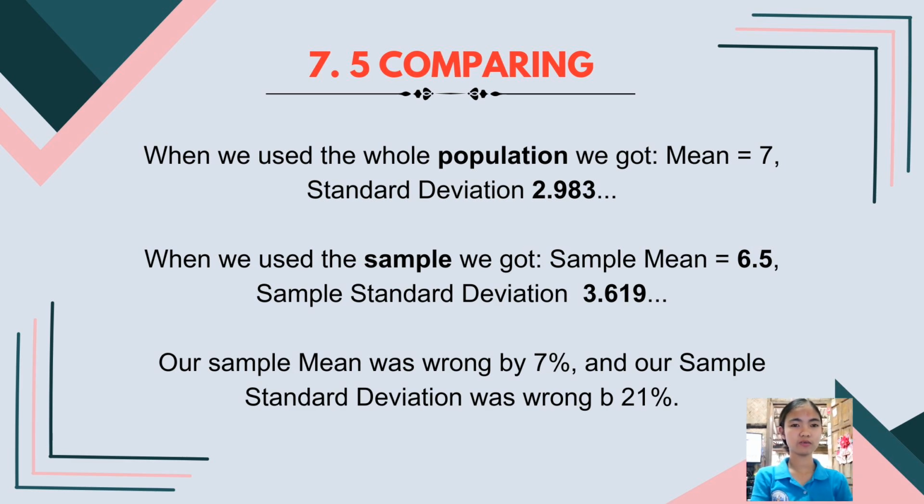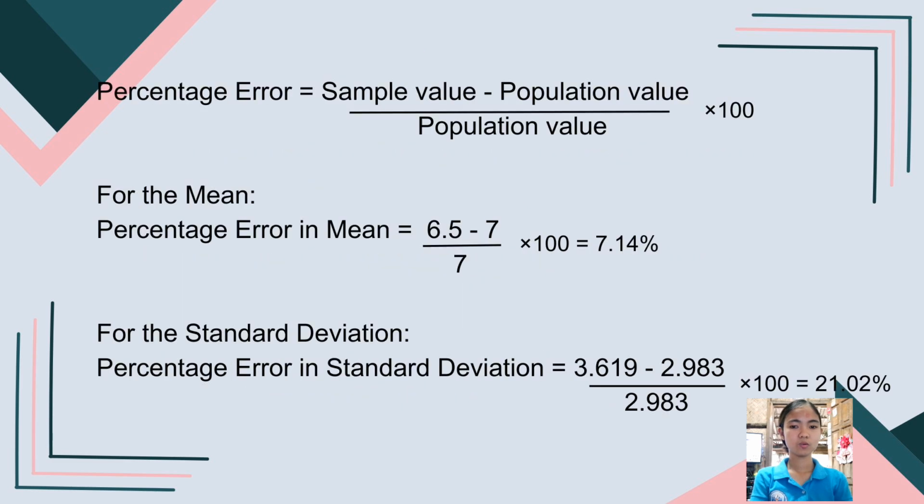So, the question is about comparing the mean and standard deviation of a population with the mean and standard deviation of a sample. The mean of the population is given as 7 and the standard deviation is given as 2.983. The mean of the sample is 6.5 and the standard deviation of the sample is given as 3.619. To find the percentage error in the sample mean and standard deviation, we use the formula. Percentage error equals sample value minus population value over population value times 100.